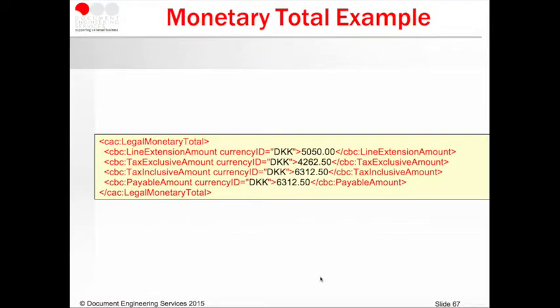So here's an example of a monetary total where there is a line extension of 5,050 Danish kroner, which is without tax 4,262.50. Total with tax is 6,312.50, and the total amount payable is 6,312.50.